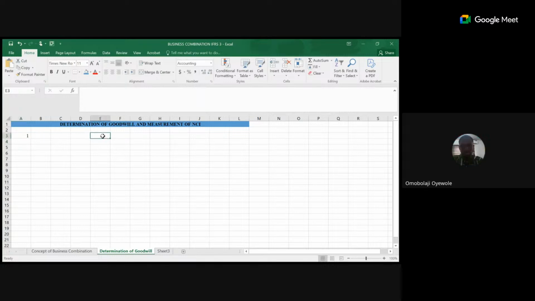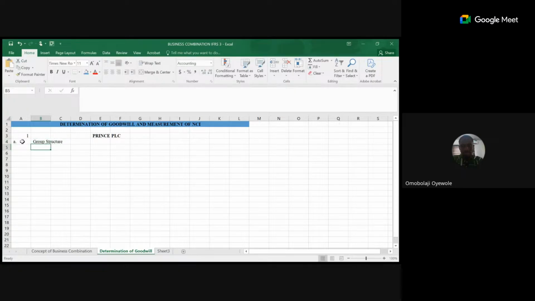So the name of the group is what? Prince PLC. That's the parent company. So that's the name of the group itself, Prince PLC. So, A, what's the requirement? A, prepare the group structure.